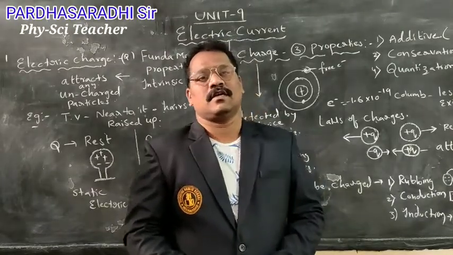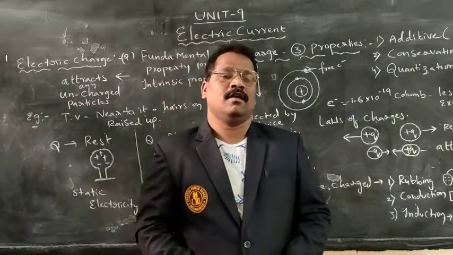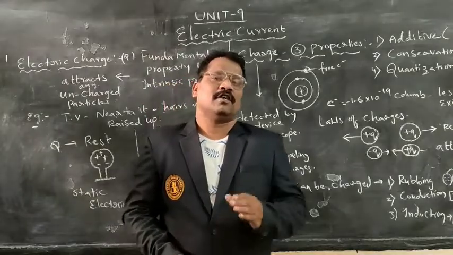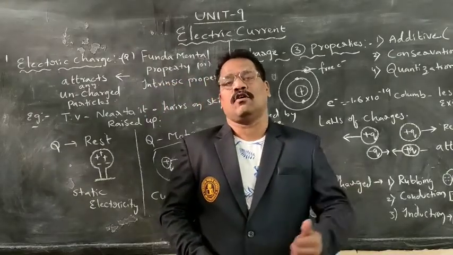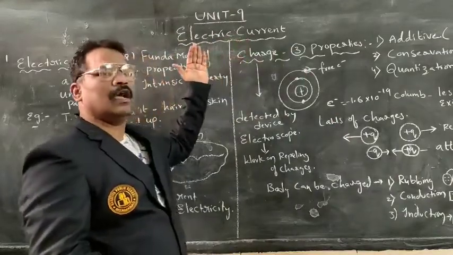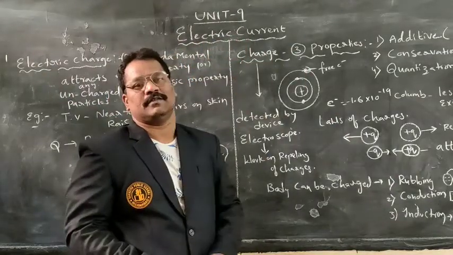Today we are going to discuss, as we have completed Unit 8 of Chemical Bonding, a new topic, a new chapter, which is Unit 9 called Electric Current.